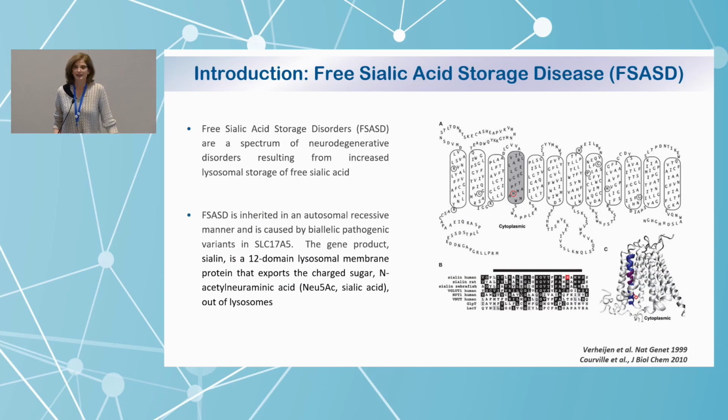So the free sialic acid storage disorders are a spectrum of neurodegenerative disorders resulting from increased lysosomal storage of sialic acid. FSASD is inherited as an autosomal recessive disorder and is caused by biallelic pathogenic variants in SLC17A5. The gene product, sialin, is a transmembrane lysosomal protein whose function is to export the charged sugar, N-acetylneuraminic acid or sialic acid, out of lysosomes.